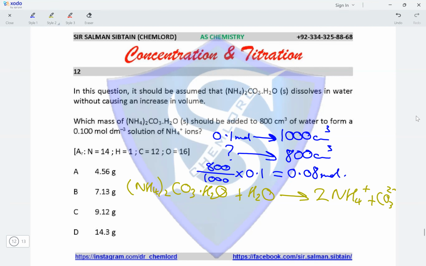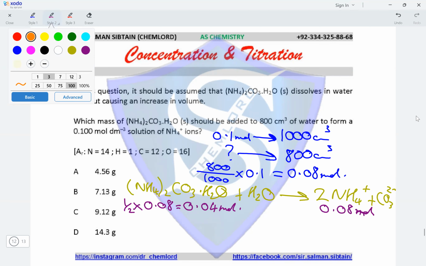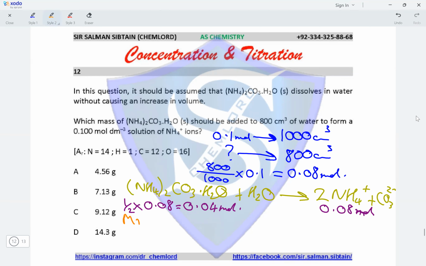Since we obtained a value of 0.08 moles of ammonium ions, the moles of salt present would be half of that. So, half of 0.08 gives us 0.04 moles of salt. The next thing is to calculate the Mr of this salt. So, Mr of this salt is two ammonium ions, one carbonate ion, and one water molecule, giving us a total mass of 114 as the Mr.